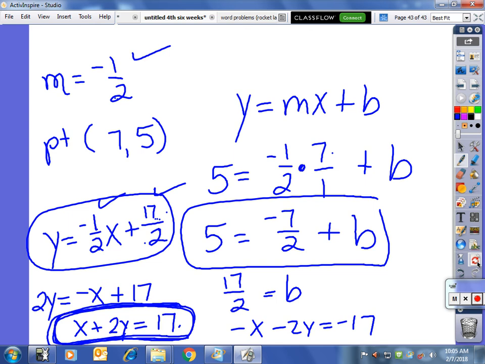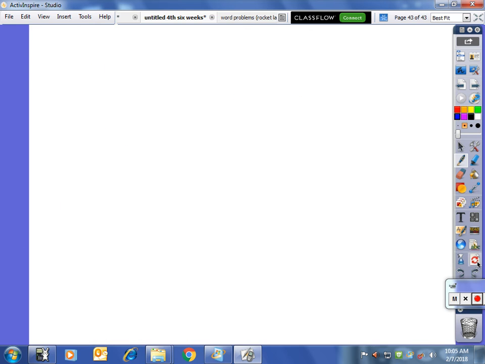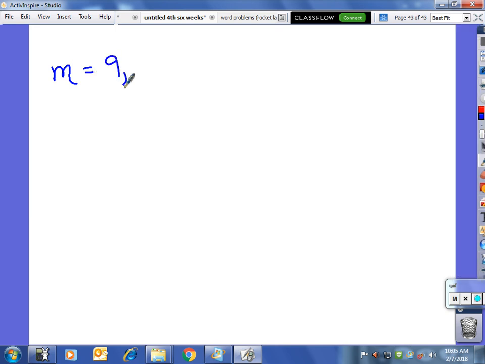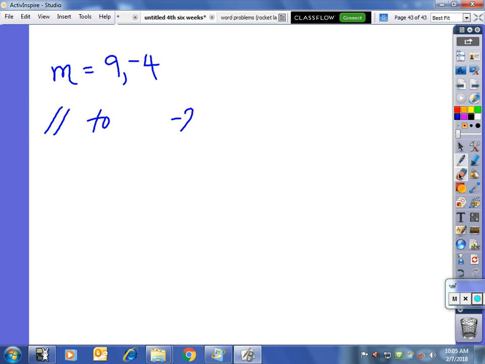Okay, now, let's talk about really tricky problems. Remember, if I give you a point and a slope, you should be able to give me the equation. Y'all got to stick with me on this one because this one takes a lot of work. I'm thinking of a line that goes through the point 9, negative 4. And it is parallel to, oh wait, I'm sorry, point, not slope.